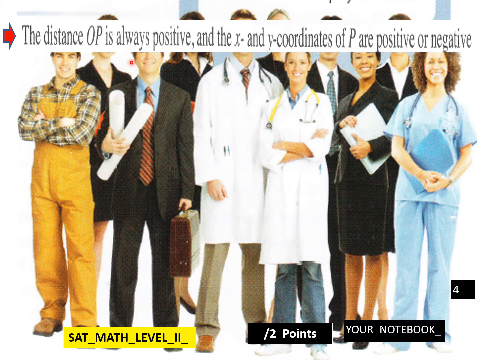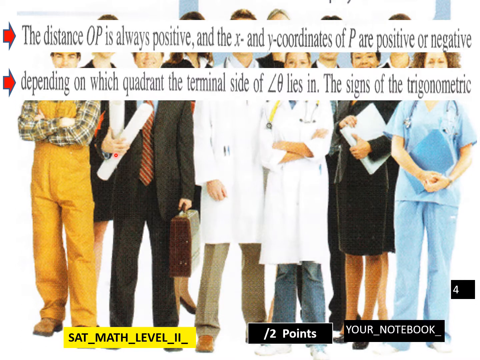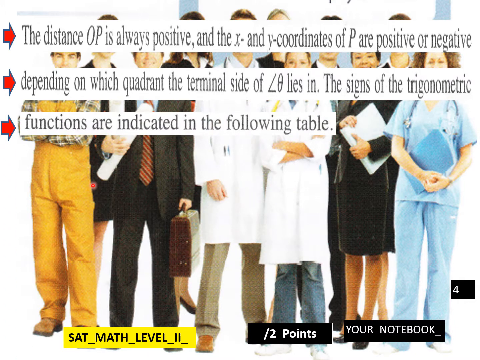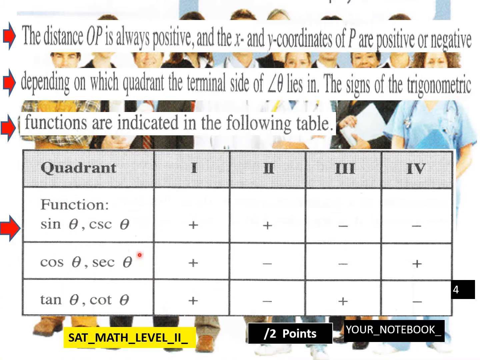The distance OP is always positive, and the x and y coordinates of P are positive or negative, depending upon which quadrant the terminal side of angle theta lies in. The signs of the trigonometric functions are indicated in the following table. So when you are in these 4 different quadrants, here are the signs of your different trigonometric functions. Positive, positive, negative, negative for sine and cosecant. Cosine and secant are thusly, and then tan and cotan are thusly here as well.